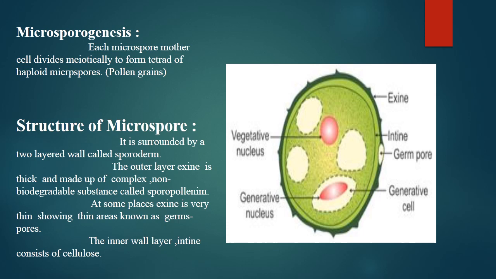The inner wall layer, intine, consists of cellulose and pectin. These also degrade rapidly during fossilization. At some places exine is very thin, showing thin areas known as germ pores. This is the structure of the microspore.